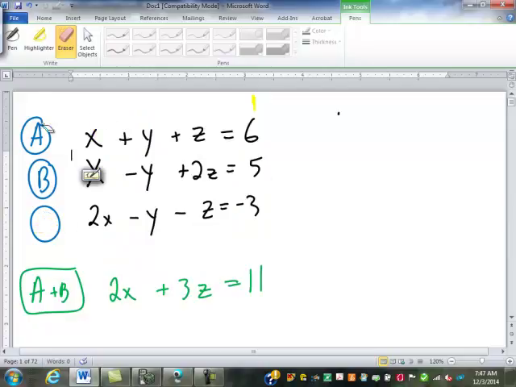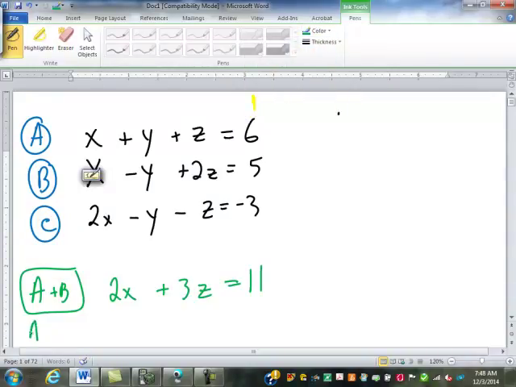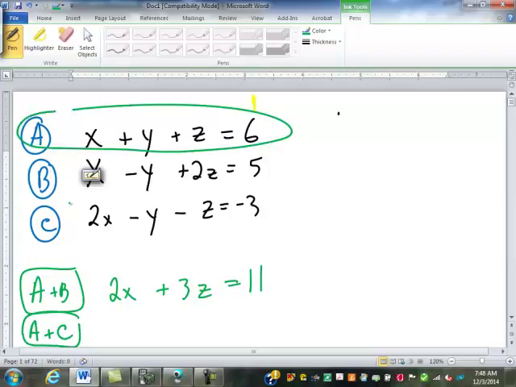Now I'm going to go back and add equation A to equation C. Because I have a positive Y and a negative Y again, it's going to cancel out one more time. So I have X and 2X make 3X. Positive Y and negative Y disappear. Positive Z and negative Z, 0. Equals 6 and negative 3 make 3.